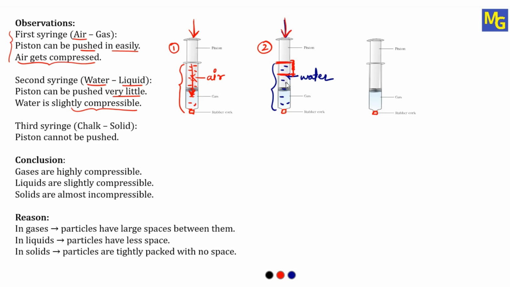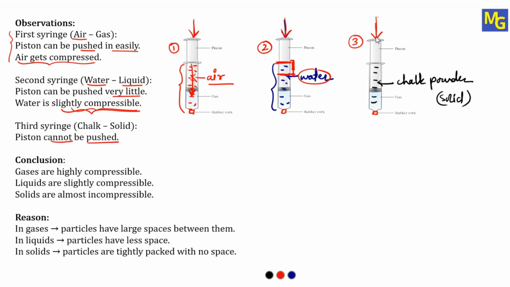So what does this observation show? It shows that water is slightly compressed. Air we have compressed a lot. Air has got completely compressed, but water we have compressed very slightly. And what about the third syringe? In third syringe, here we have chalk powder. Remember, we have chalk powder or chalk pieces, and this is nothing but what? It is solid in state. Now, when you push this piston in case of third syringe, what will happen? Piston cannot be pushed. When you give the force, the piston will remain till here itself. It will not at all get pushed in the syringe.